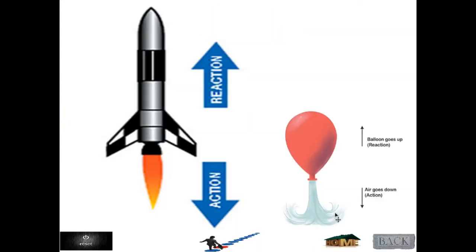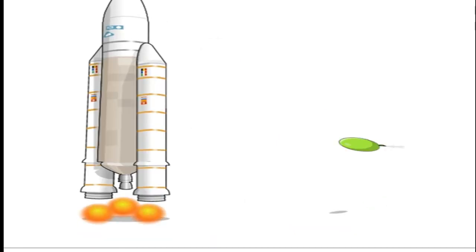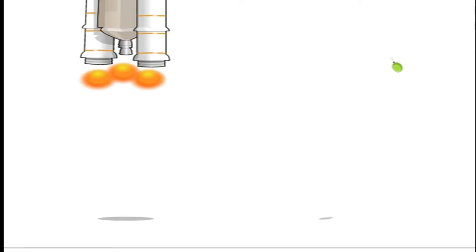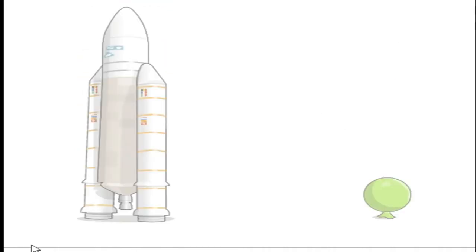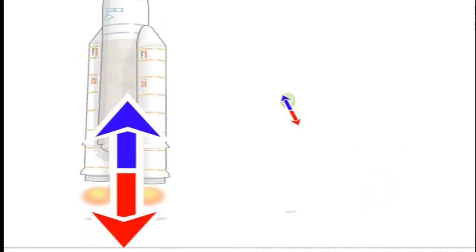Here are another two examples about interaction by contact, while launching a rocket or while launching a balloon. Let us see this animation. So let us launch the rocket and the balloon. Okay, we can see here that the rocket is applying an action on the air below it. At the same instant, the air is applying a reaction on the rocket vertically upward.